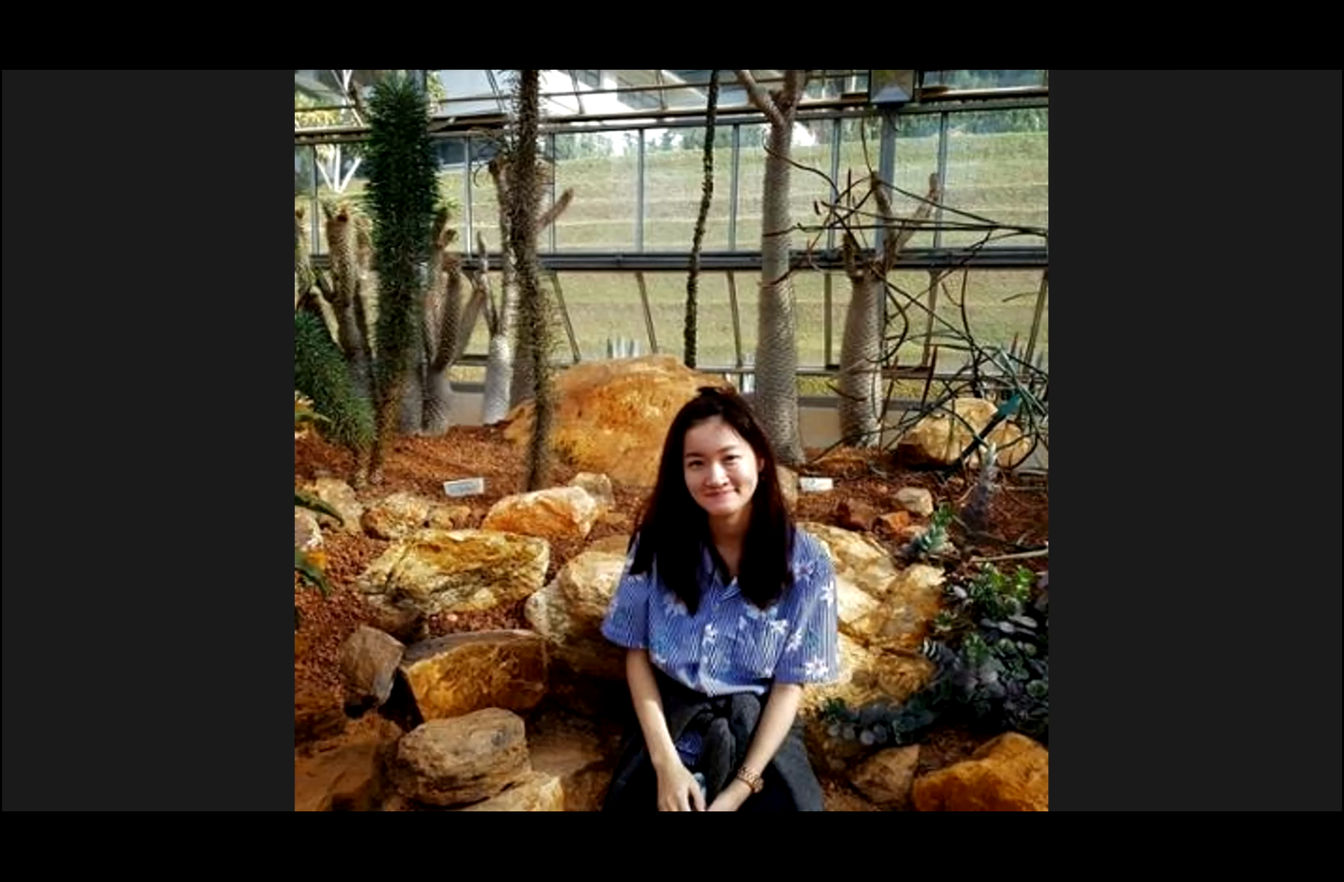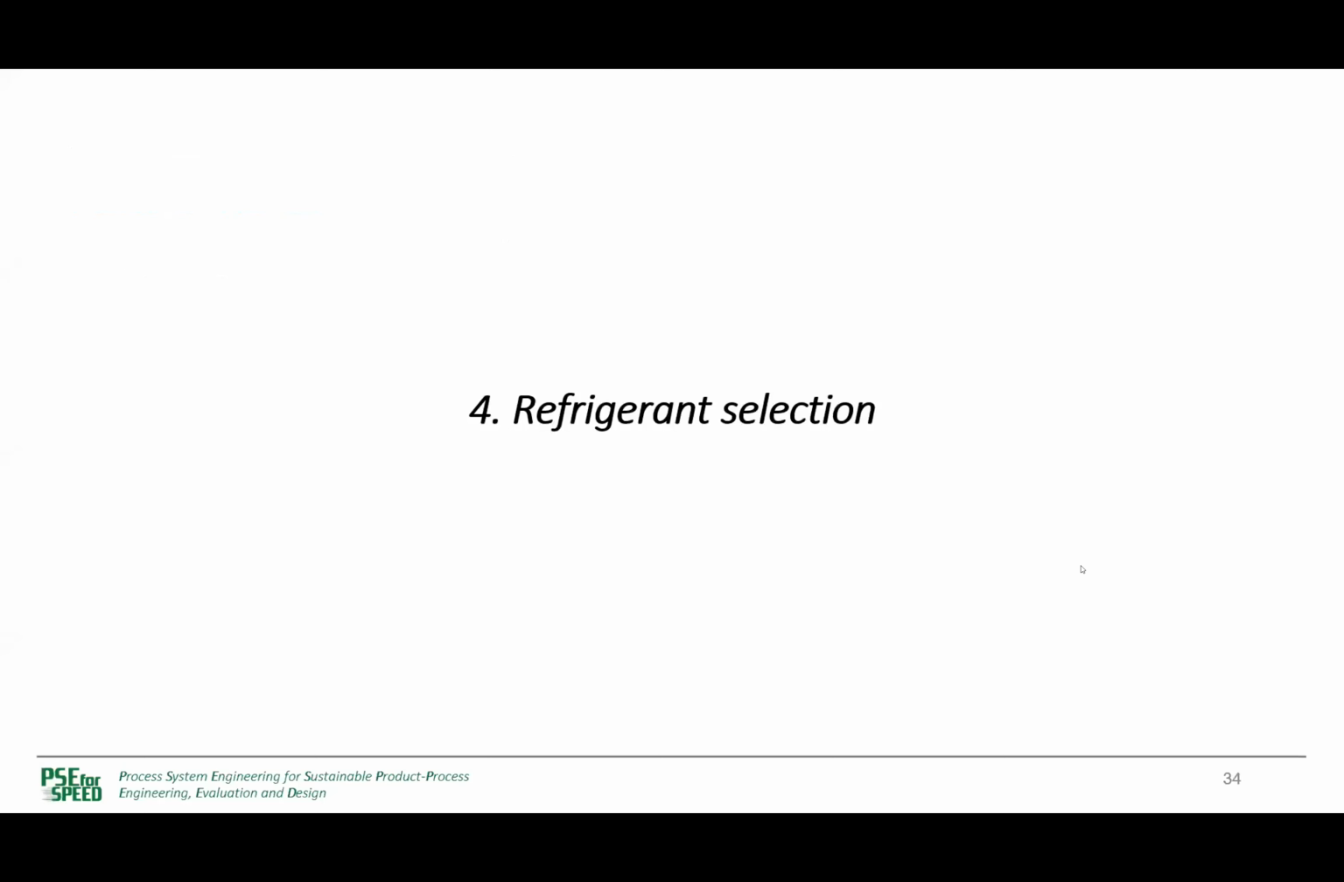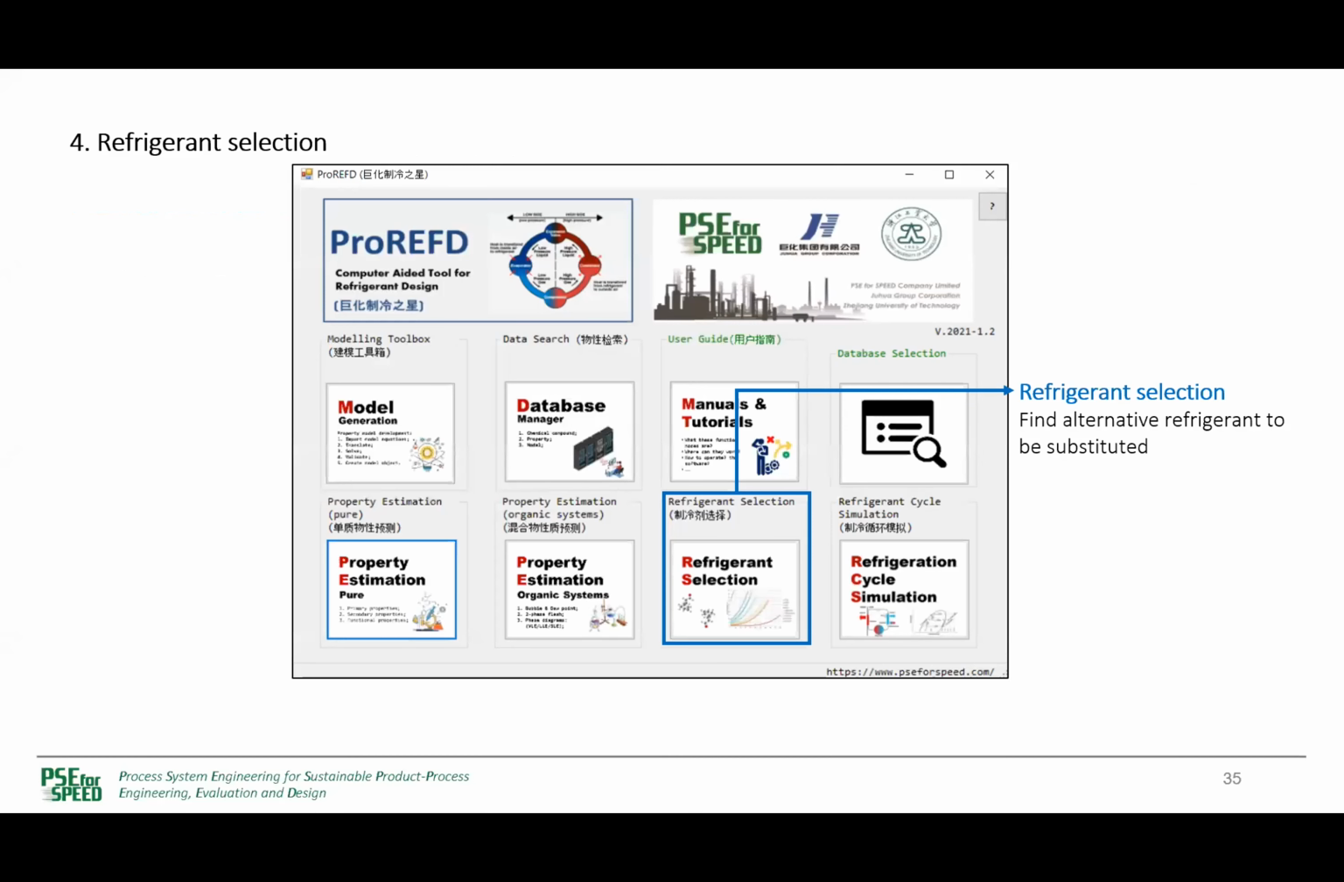Now is the last tool, refrigerant selection. Refrigerant selection is the function to select a refrigerant for a particular application based on the user's requirement. The concept of this function is to find an alternative refrigerant which has lower cost, higher COP, and also lower global warming potential or GWP. In this function, we list all possible refrigerant components that can be used as alternatives. The user can design the interested refrigerant.